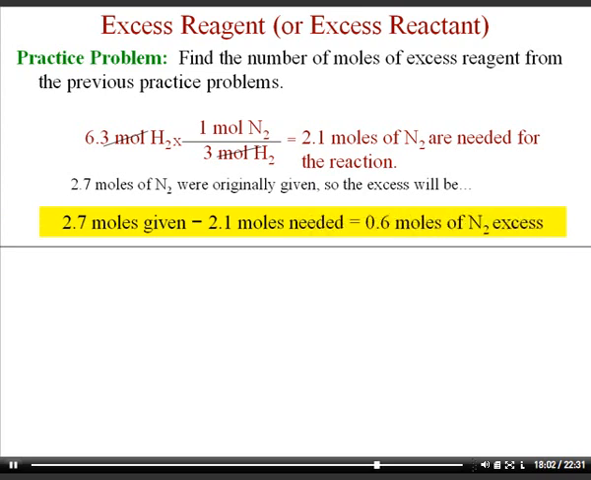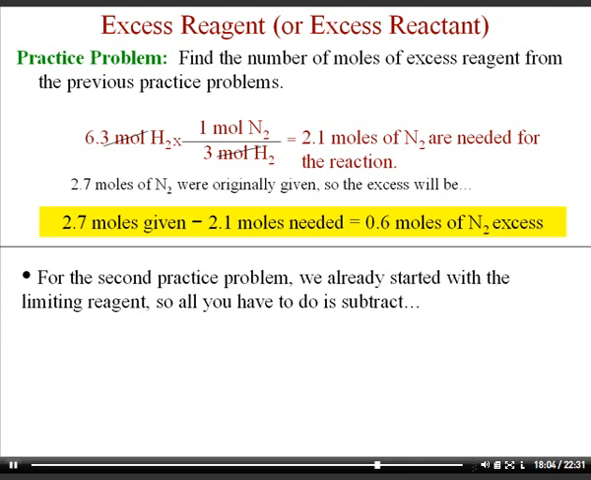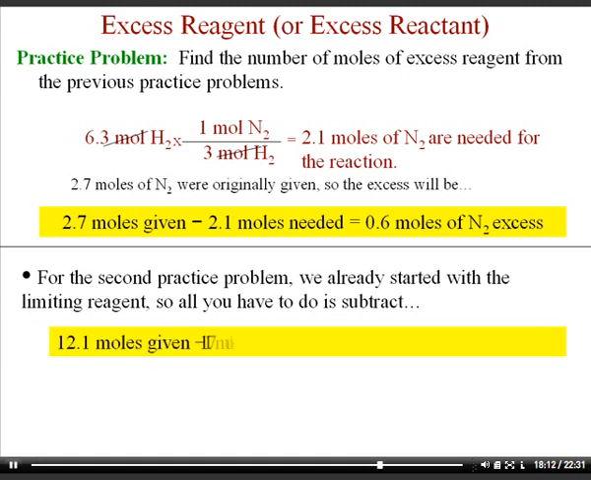There you go. Now in the second example, we got lucky. We started with the limiting reagent. And so we already know that we were given 12.1 moles and we only needed 11.7 moles, so we have the hydrogen left over. So we already started with the nitrogen, which was the given in the second practice problem.